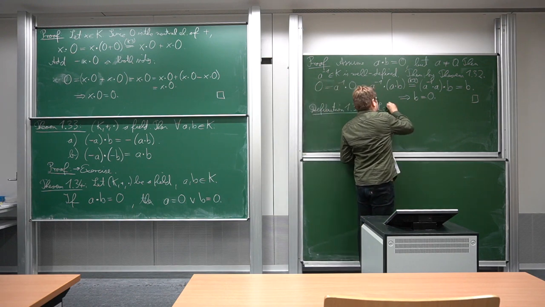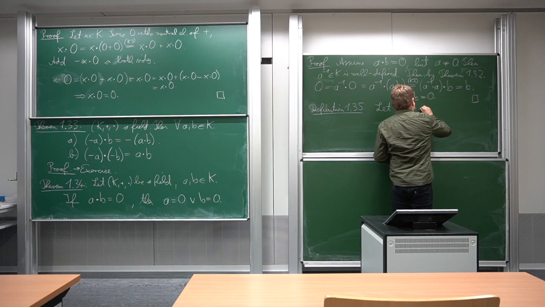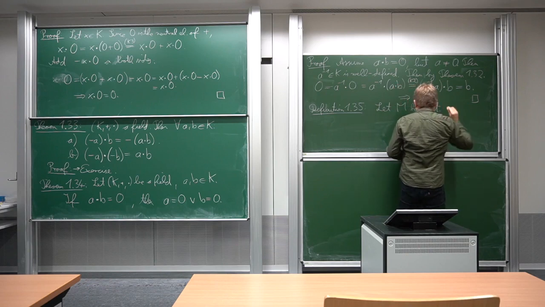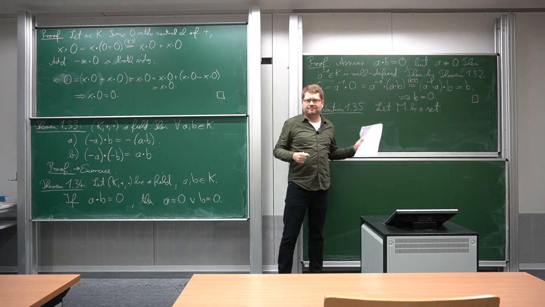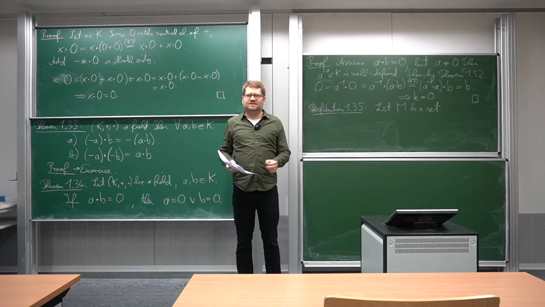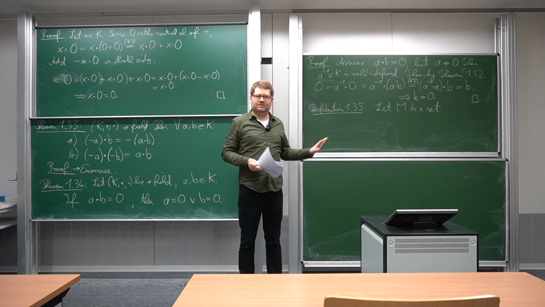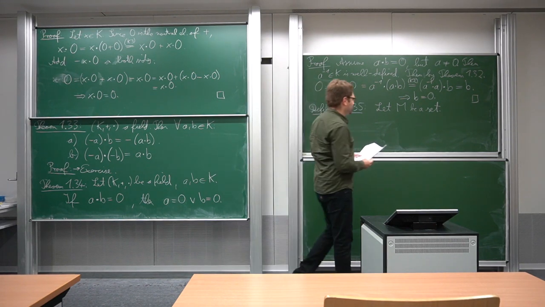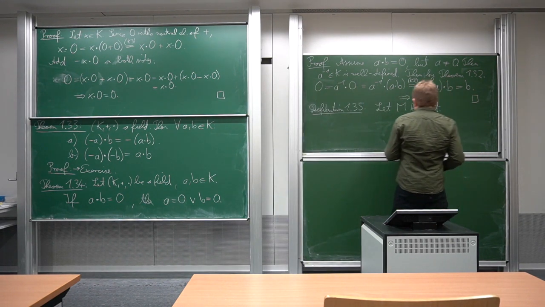We start with a set M. In case you're wondering why sets are mostly called M in this lecture, in most math lectures here, at least in Germany, because set in German means Menge, which starts with an M. So this is kind of the way that M is popping up here all the time. Okay, let M be a set.